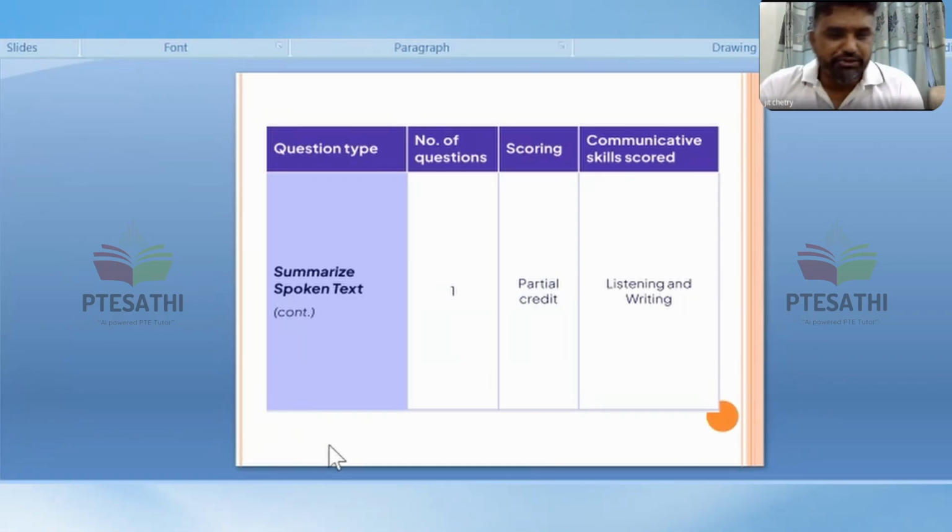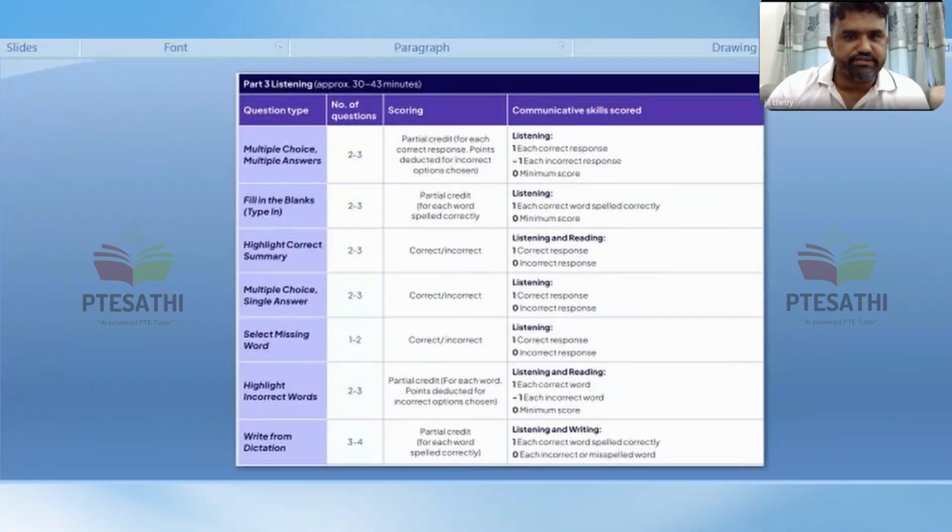Anyway, moving on to the listening section, you'll get the same types of questions with some scoring enhancement. The question type, summarize spoken text, is the first question type, and you'll get only one question. And the rest of the question types are again the same with some scoring enhancement.